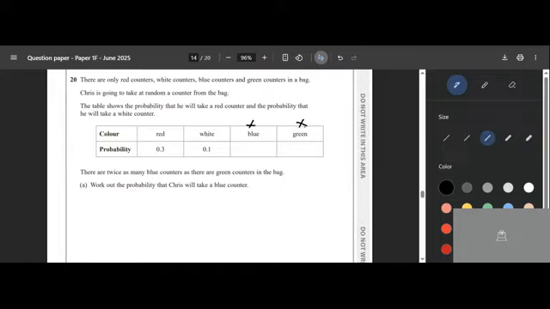So let us see the instruction given here, that there are twice as many blue counters as there are green counters in the bag. What does that mean in knowledge of a mathematics student? What does that have to mean to you as a student? What does it mean?